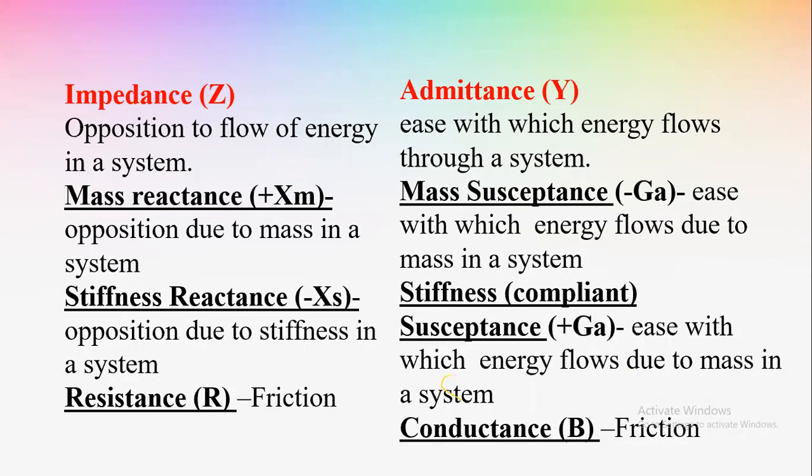So for impedance, there are a few factors which I just discussed: mass, stiffness, and resistance. Mass reactance is the opposition due to the mass in the system, stiffness reactance is opposition due to the stiffness in a system, and resistance is due to friction. Similarly, all the components will be opposite for admittance.